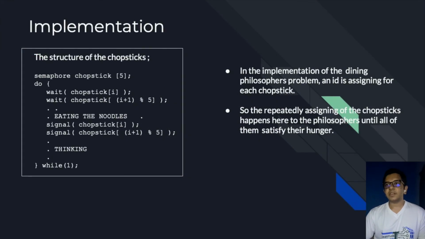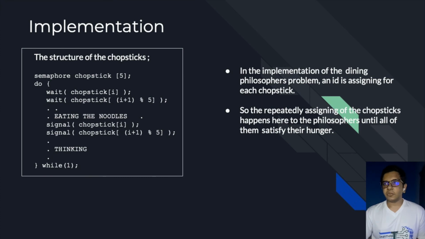This is the pseudocode for how you can give the chopsticks with the condition to the philosophers. In the implementation of the dining philosophers problem, an ID is assigned to each chopstick. So the repeated assigning of the chopsticks happens here to philosophers until all of them satisfy their hunger.